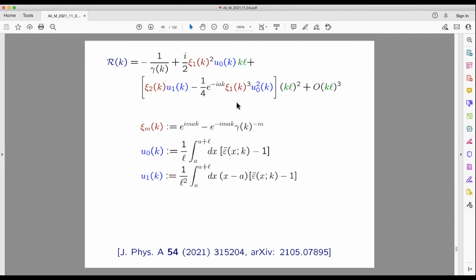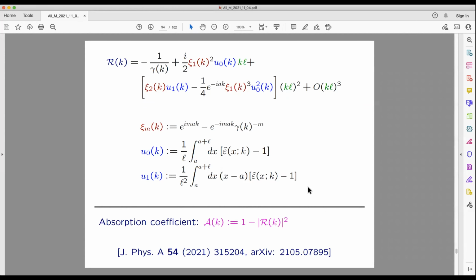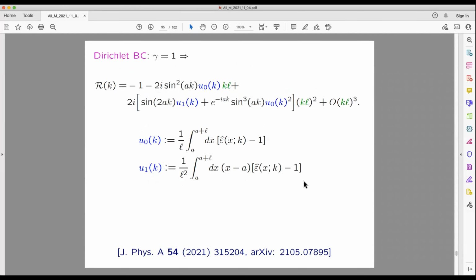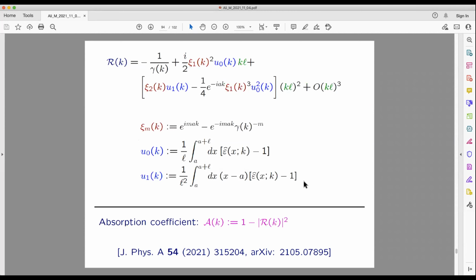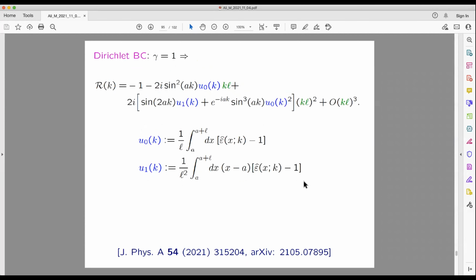Again, it looks complicated, but again it is given by this U0, U1, which this time I define this way. I have moved the system to the right by a. Now, I can also define the absorption coefficient as 1 minus the absolute value squared of R. That's the standard definition of the absorption coefficient. And I get the low frequency expansion for the absorption coefficient. For Dirichlet boundary conditions, the reflection coefficient is given by this formula.